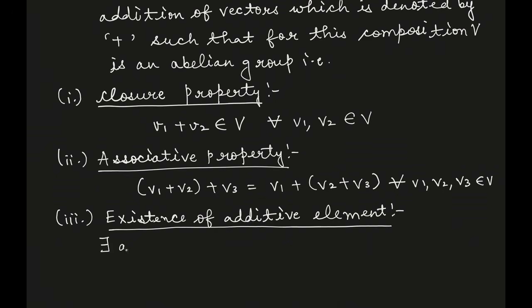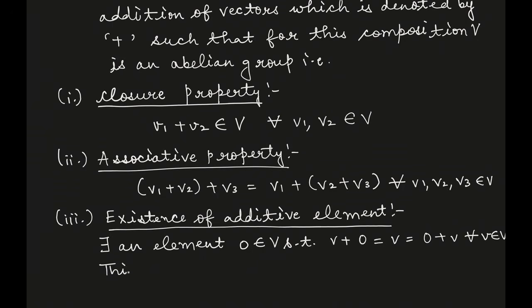There exists an element 0 belongs to V such that V plus 0 is equal to V, equal to 0 plus V, for all V belongs to capital V. This element 0 belongs to V is called the zero vector. And I can also say that with respect to addition, 0 is our identity.